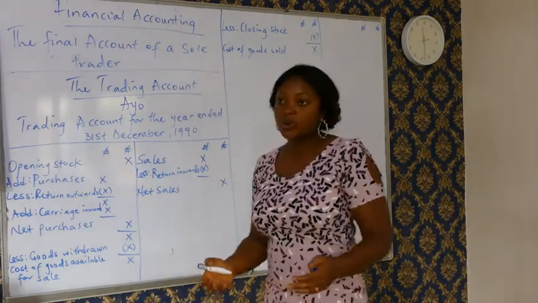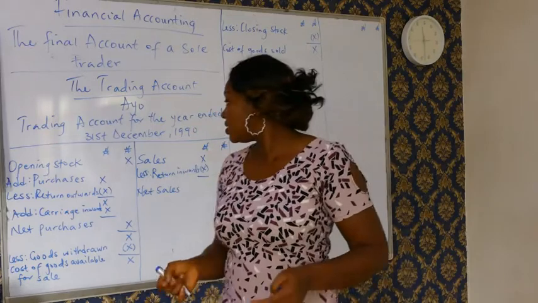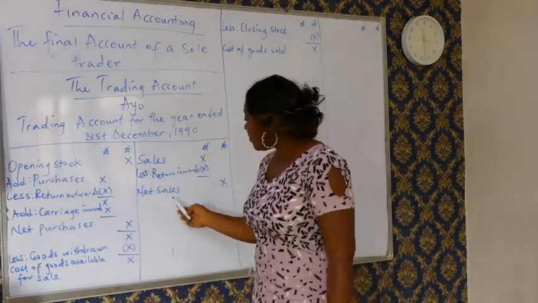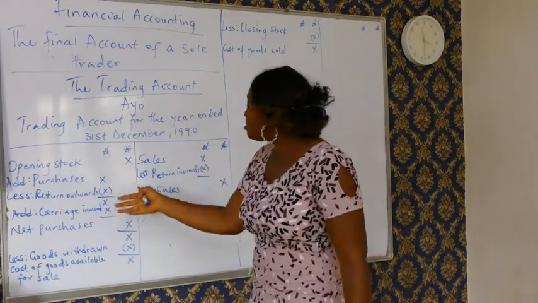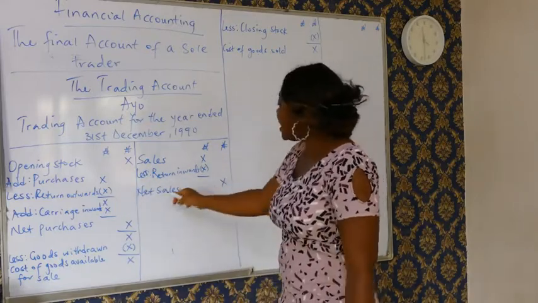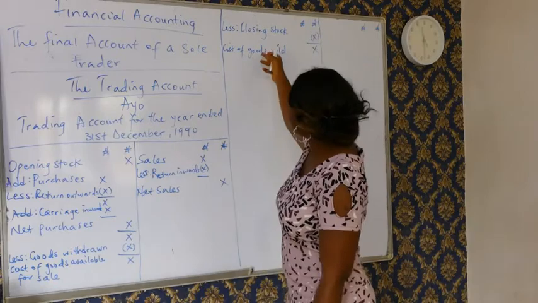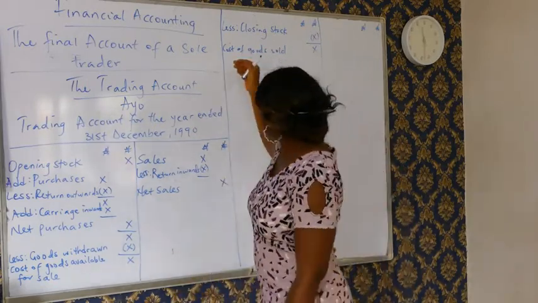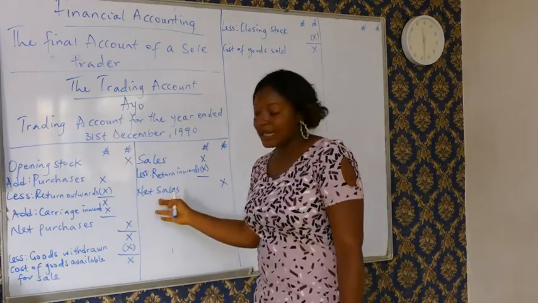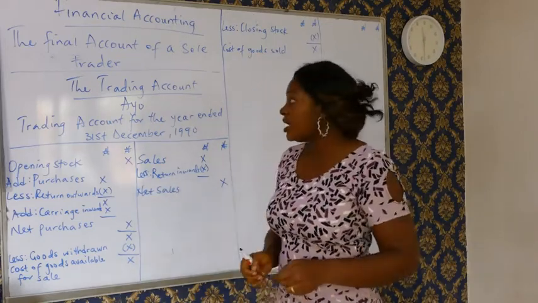Now, how do we know if we have gross profit or gross loss? When you get your net sales, you compare it with your cost of goods sold. If the net sales is higher than the cost of goods sold, it means we have gross profit. But if the cost of goods sold is greater than the net sales, it means we have gross loss.